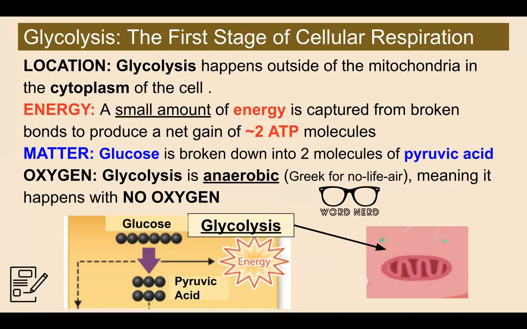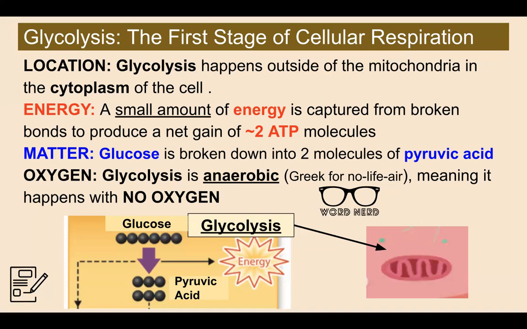In terms of energy, a very small amount of energy is captured from broken bonds during glycolysis. And there is a net gain of about 2 ATP molecules. So in this process, your body is able to get 2 ATP molecules. It's energy, but it's a very small amount of energy.